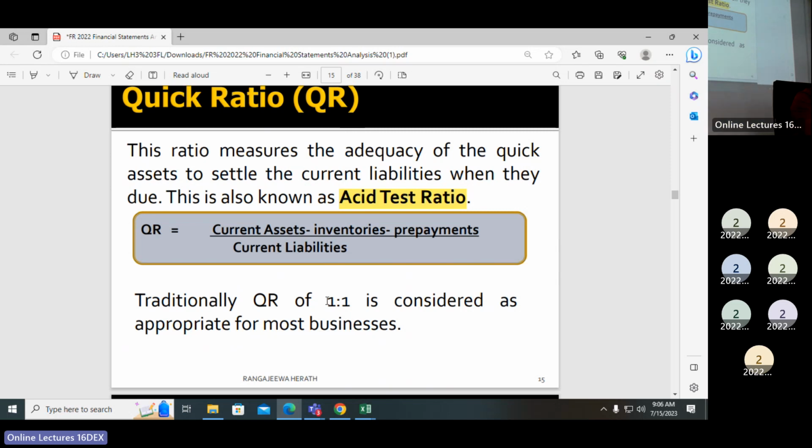But general examination context, when you don't have the industry average and all, you go ahead with the norm for current ratio 2, norm for quick ratio 1.